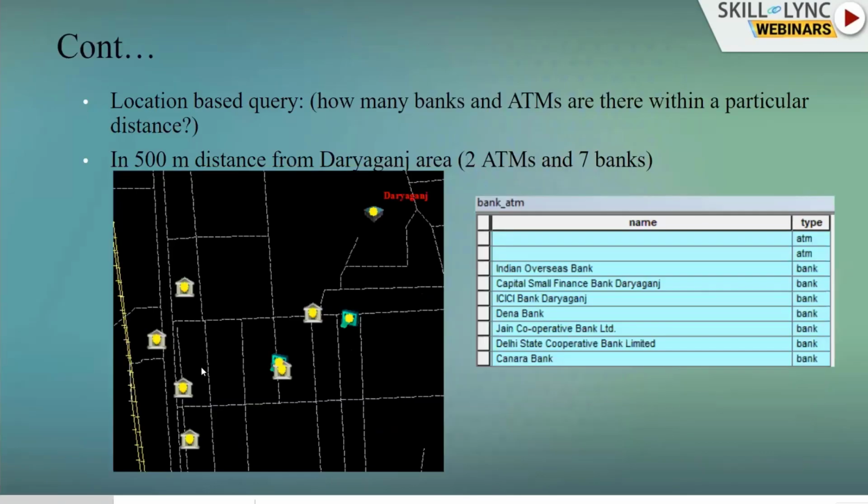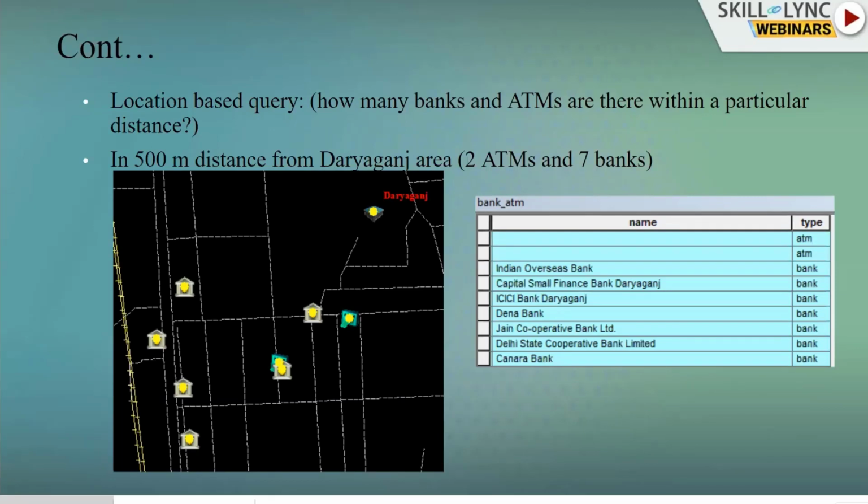Now our query is, we want to find out how many banks and ATMs are there in a particular location. Here I have taken the Daryaganj area of Delhi. Now I want to find out how many ATMs and banks are there within 500 meters. Using GIS technology, we can find this out. We can see the solution on the right hand side. You can see a table.